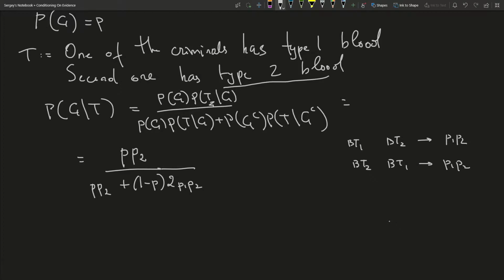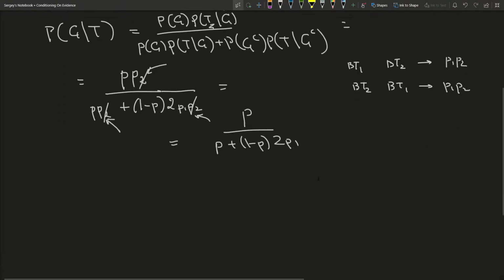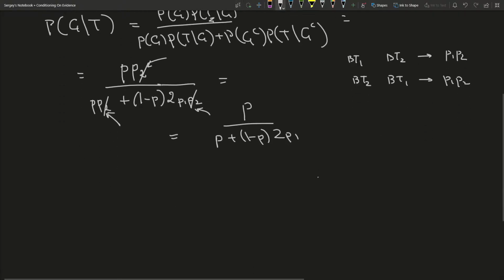Now we notice that the numerator and the terms in the denominator all have this term P2 in them, so we can factor it out and cancel it, and we're left with P over P plus 1 minus P times 2 P1. And so now the question is, is this posterior probability larger than the prior probability, P? Or if not, what does it depend on? Well, the answer is it depends on P1.